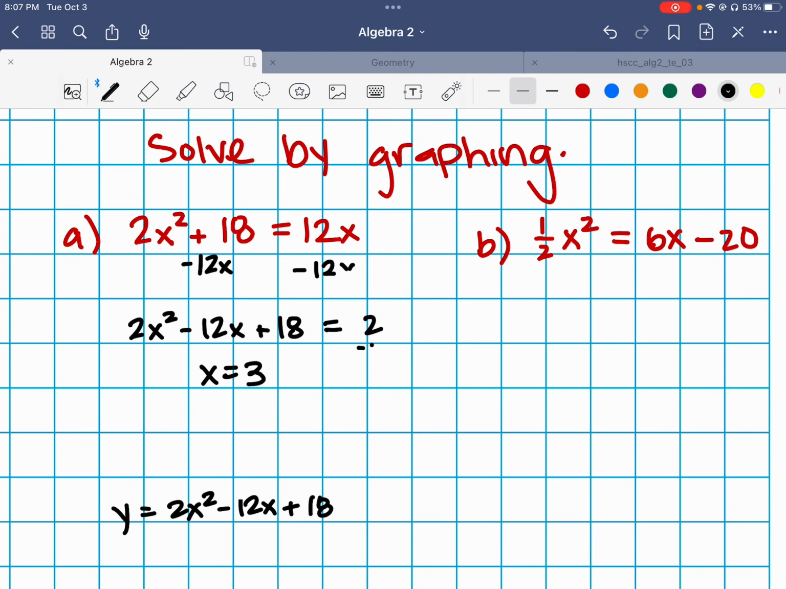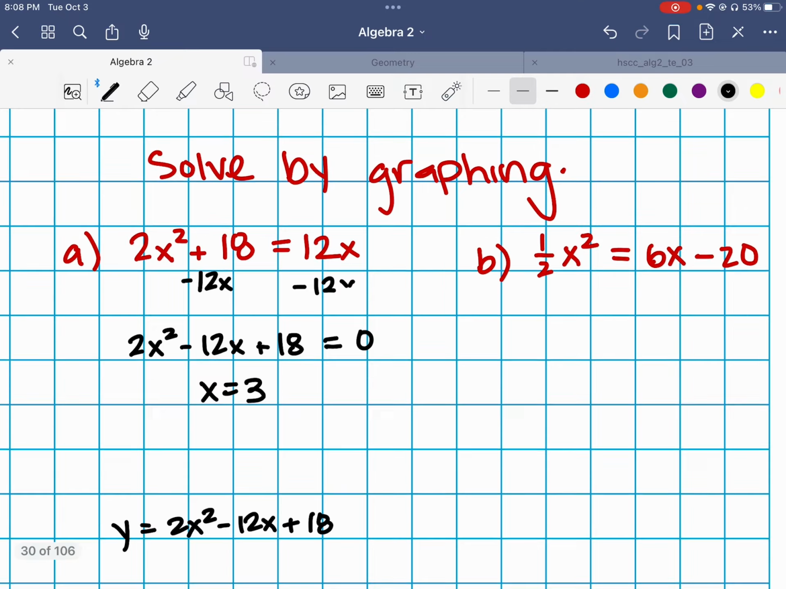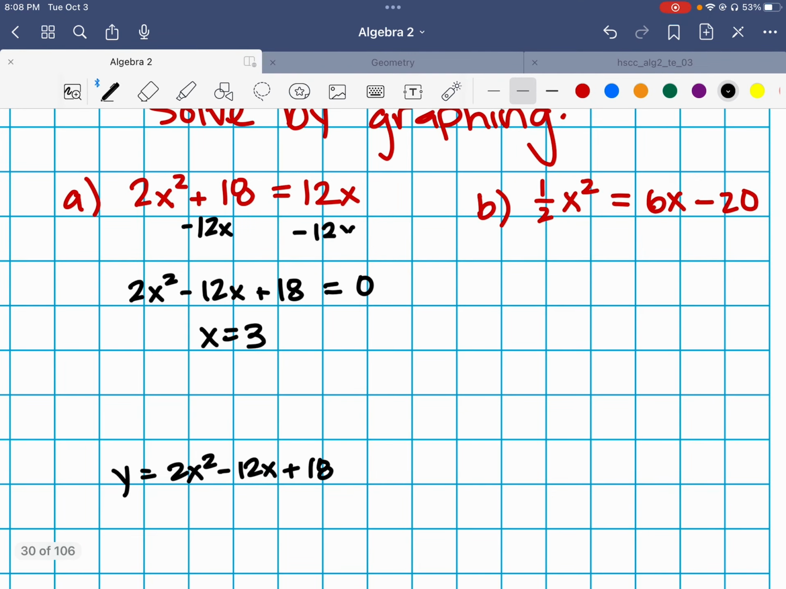You could subtract the 2 from both sides of the equation, and then you could regraph this with 2x squared minus 12x plus 18, take away 2, 16. Or, and this is to help us understand a little bit better, we could use the idea that instead of looking for when the y is 0, what if we were to look for when the y was equal to 2?